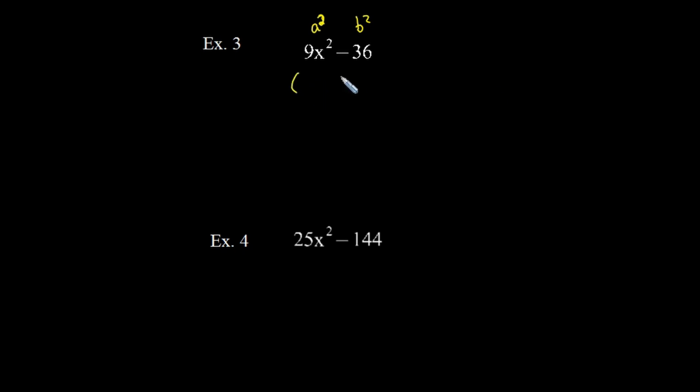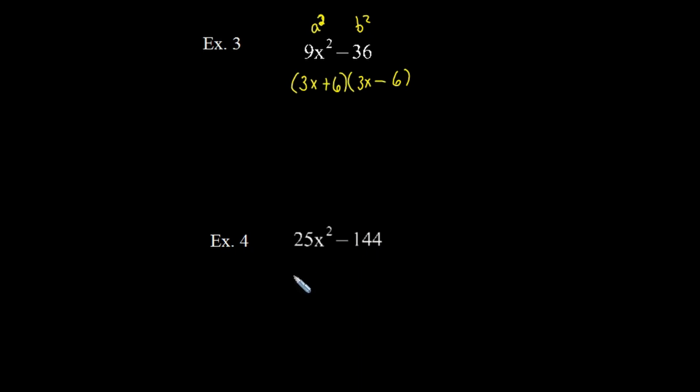So we're going to take the square root of 9, which is going to be 3, and the square root of x squared, which is x. So both of these terms will be identical, 3x and 3x. And we're going to take the square root of 36, which is 6 and 6. And then one will be positive and one will be negative.